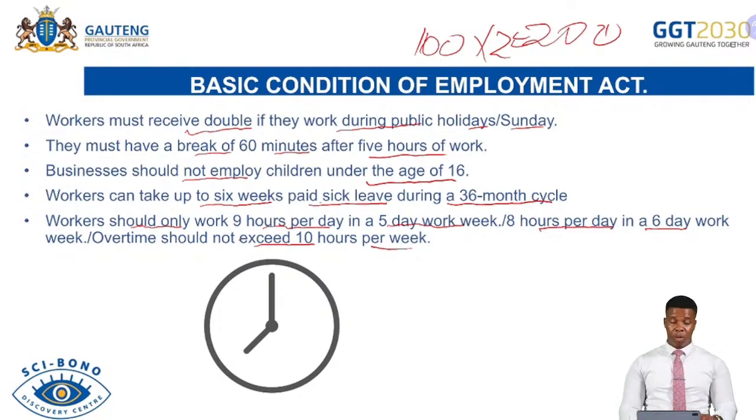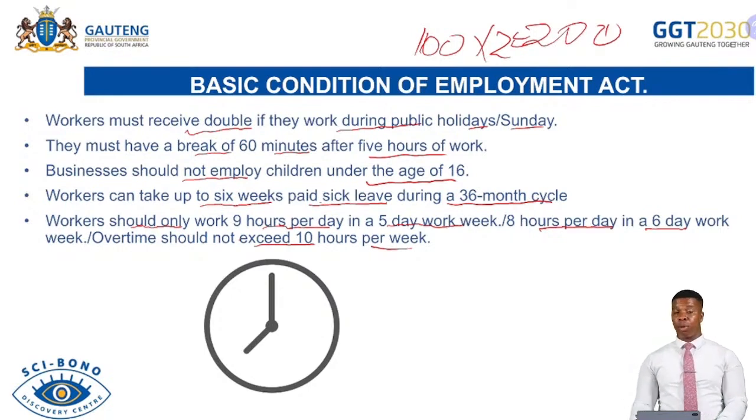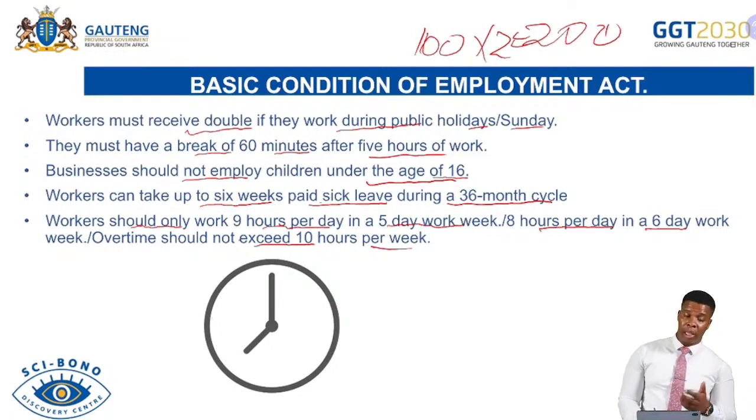And then it also looks into the prohibition of child labor, to say you cannot hire a child under the age of 16. And then it looks to meal breaks and rest periods, and also looks into public holidays and working on Sunday to say how should it be remunerated.